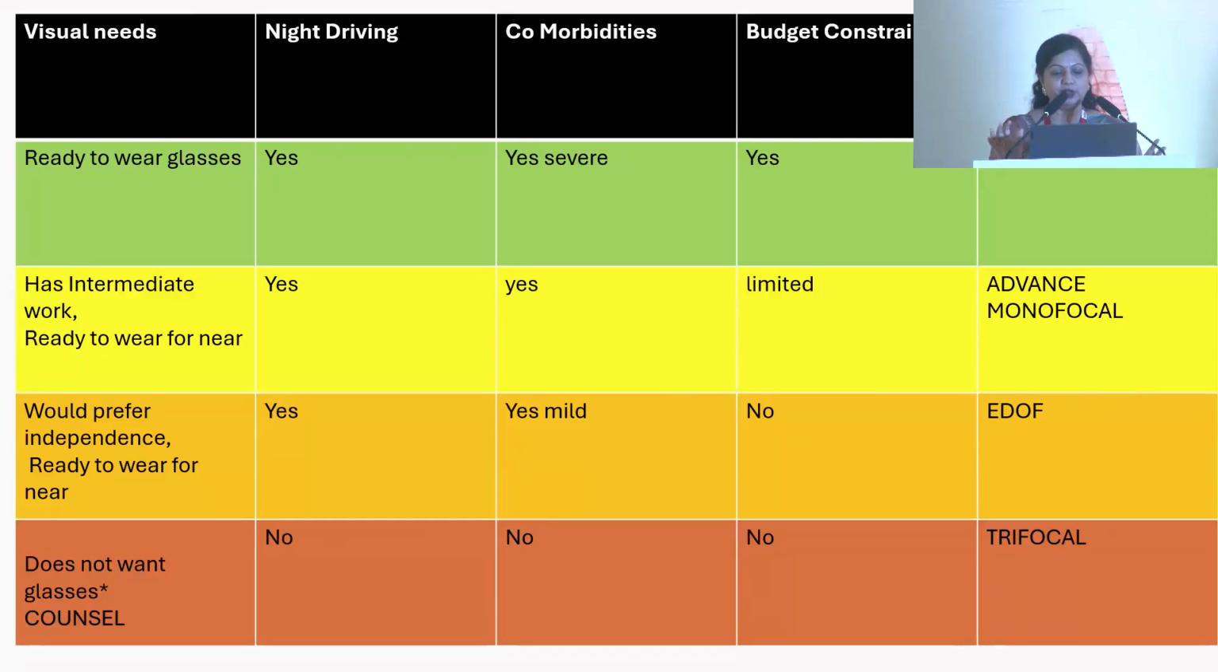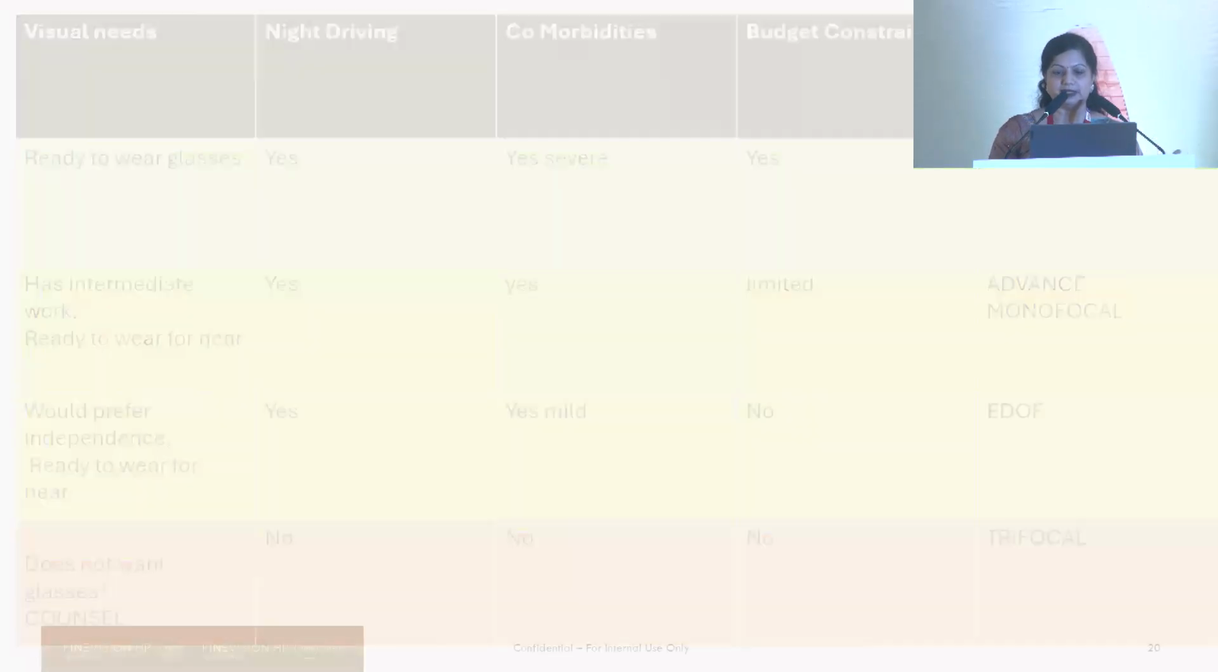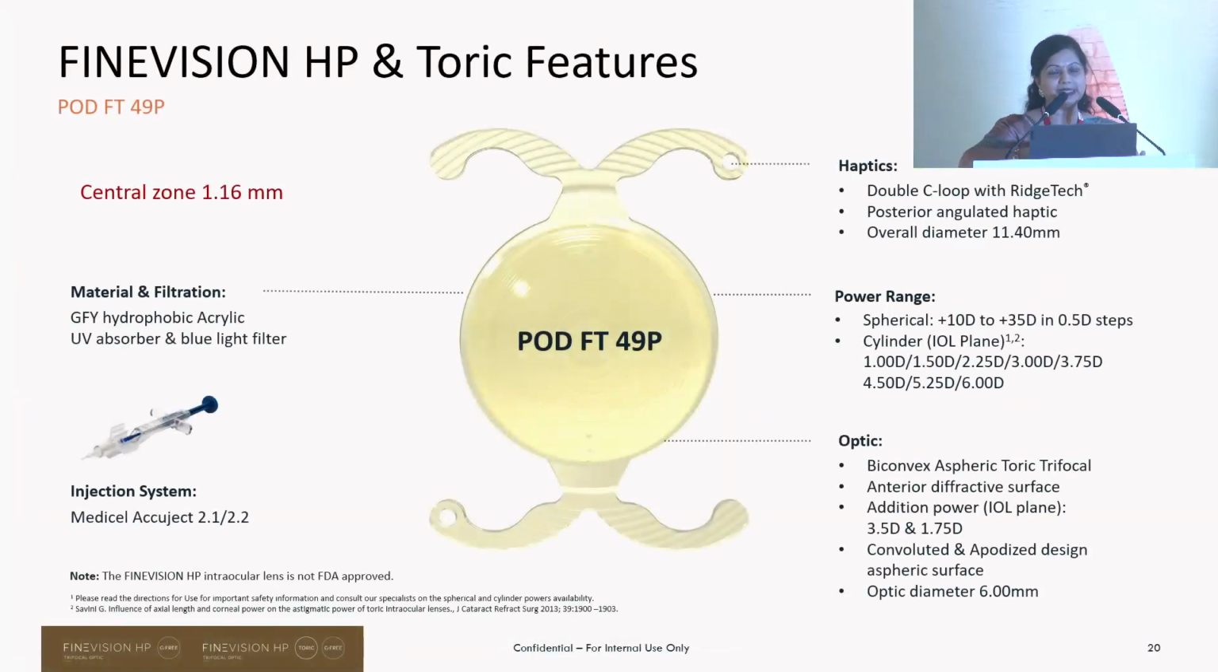Now for your trifocal IOLs, you need a patient who has no ocular comorbidities, doesn't do a lot of night driving, and is wishing for spectacle independence. Here we are presenting the FineVision lens, which is a double C-loop lens with ridges on the surface of the haptics. It has a central zone of 1.16 millimeters. The material is a glistening-free hydrophobic acrylic, and it's a biconvex aspheric lens, available in torics. The near addition is 3.5 diopters and the intermediate is 1.75 diopters.